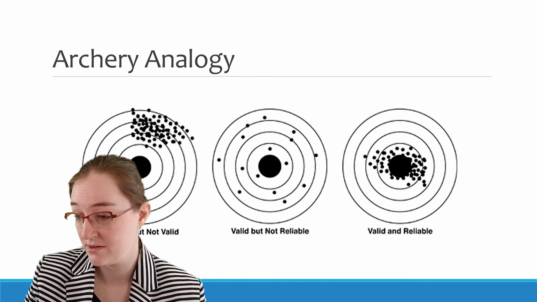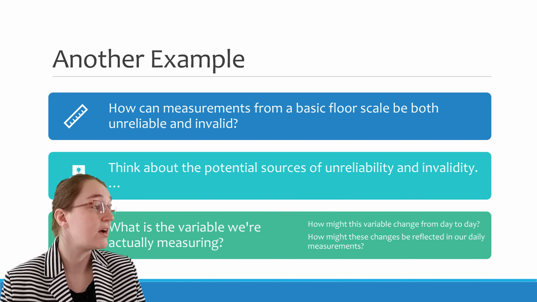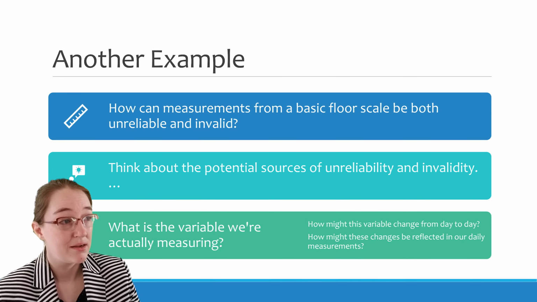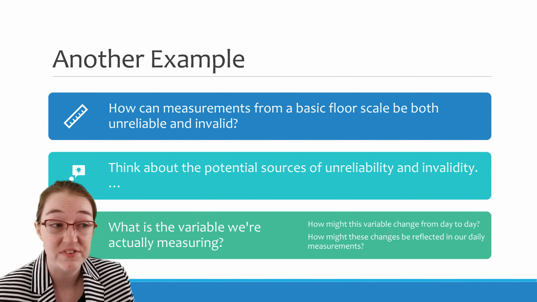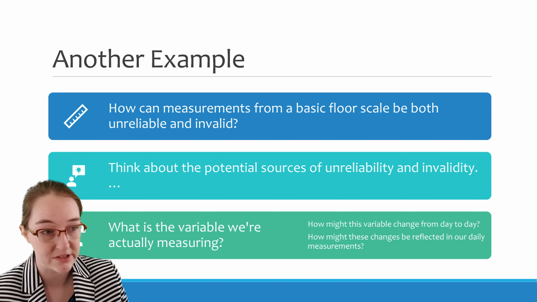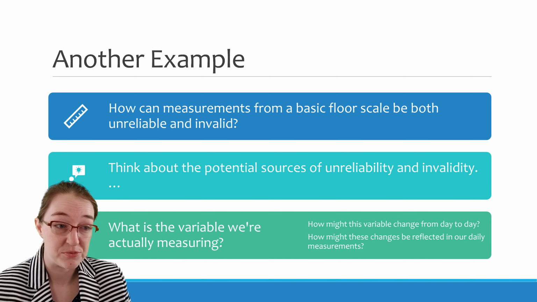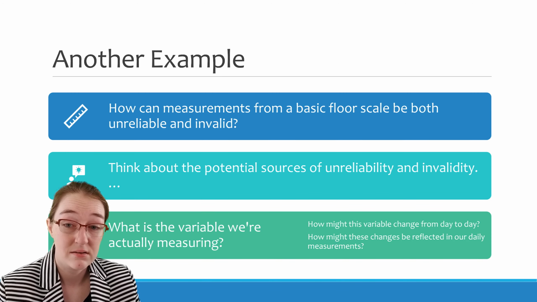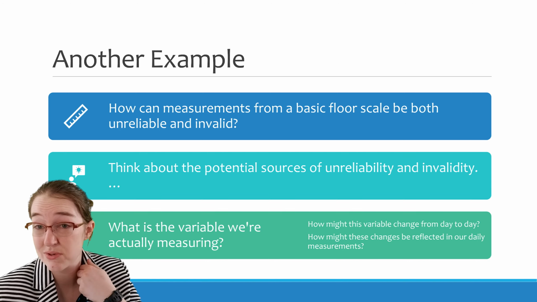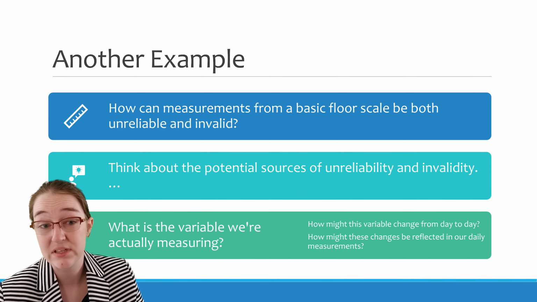But we'll get there. All right. So, another example would be to consider the reliability of familiar physical measurements. One really popular example is measuring weight. How can measurements from a basic floor scale be unreliable or invalid? Think about potential sources of unreliability or invalidity.